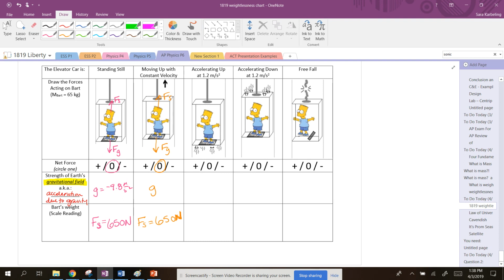All right. So now the elevator is accelerating upward, at 1.2 meters per second squared. Okay? I didn't really know when I was drawing this how to indicate that it was going upward, except to put little rockets on the bottom, because that means that it's going up, right? I mean, you get the idea. So what I need now is for you to draw the forces acting on Bart.